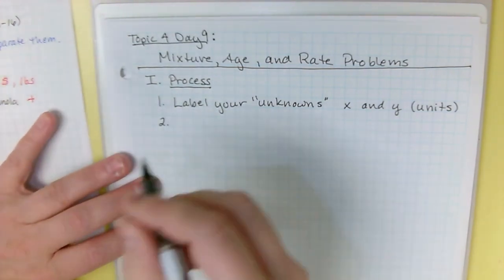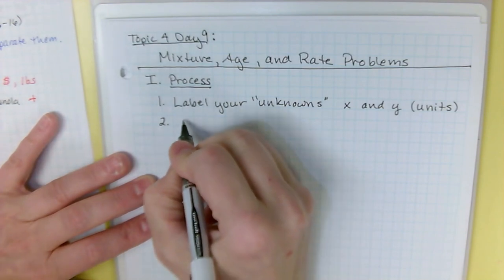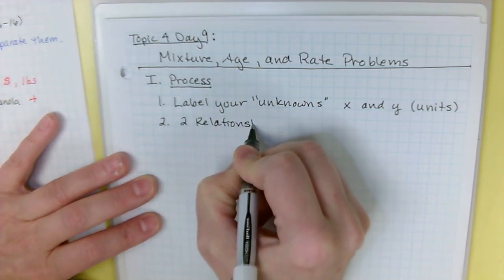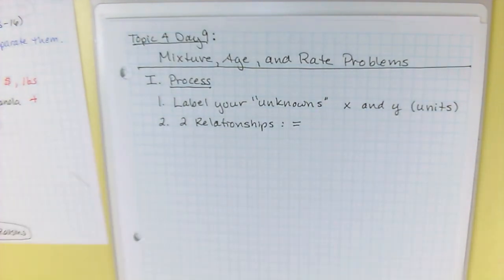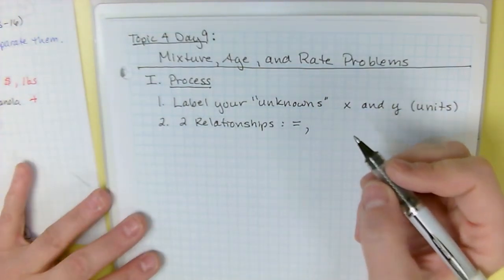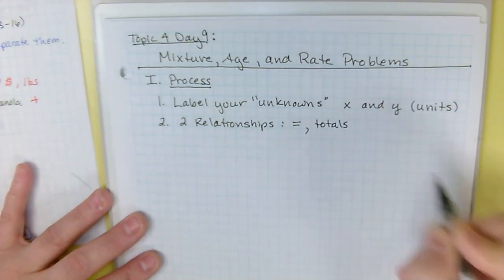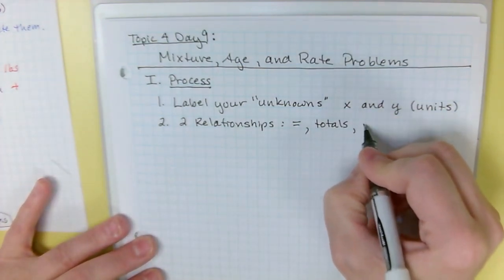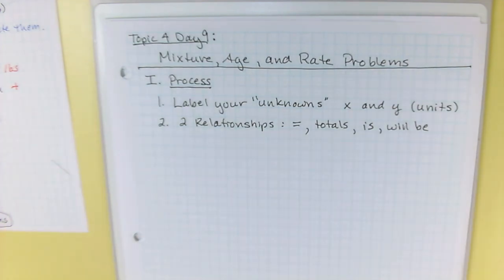Okay, so second thing you're going to do is if you have 2 unknowns, you need 2 equations to solve it. So you're looking for 2 relationships that you can set them equal to. And keywords that you want to look for are totals, the total amount. Keywords for an equal sign are is or will be, which we already studied at some point.